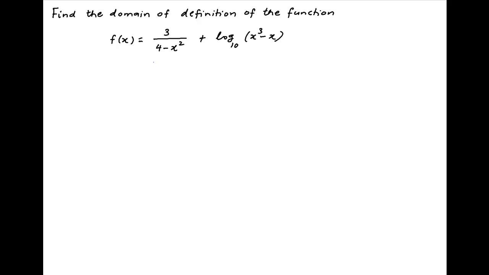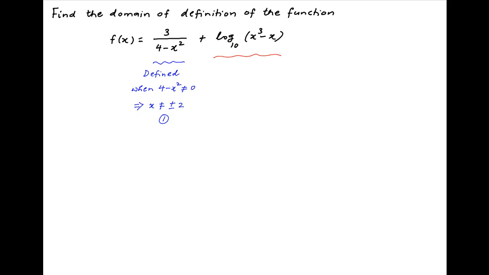The given function f(x) is defined when each of the two terms is defined. The first term is defined for all x except when the denominator is 0. So 4 minus x squared should not be equal to 0, or x should not be equal to either plus 2 or minus 2. Let's call this condition 1.